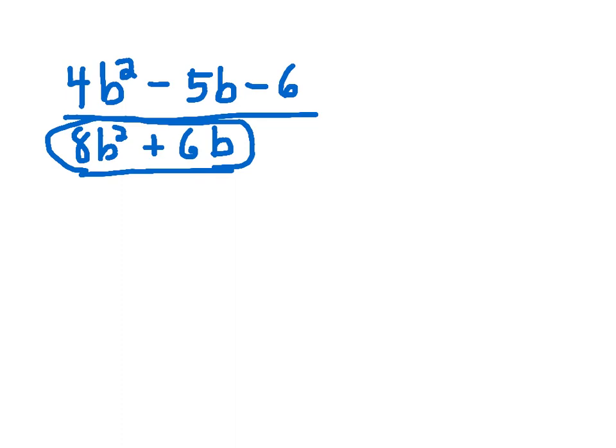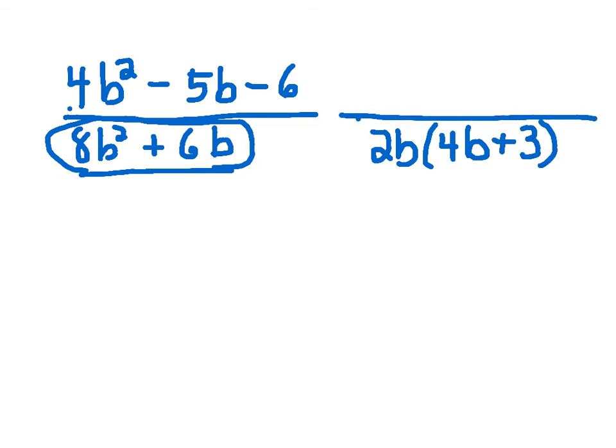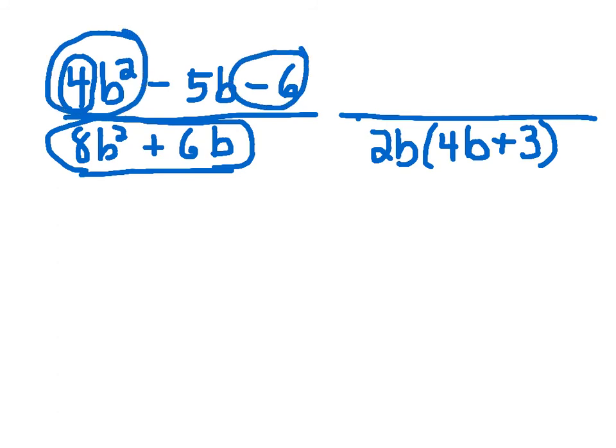So this has a common factor of 2b, and what's left in parentheses is 4b plus 3. Now, on my top, I have a coefficient on my quadratic term, which means I need to guess and check based on numbers that multiply to give me this and this. So the textbook trick is, if that's a factor in the bottom, try that first.